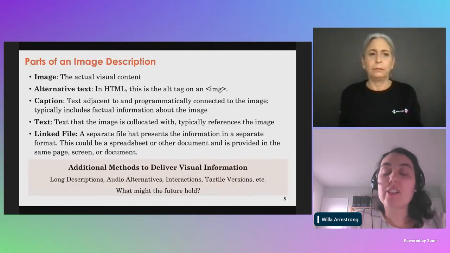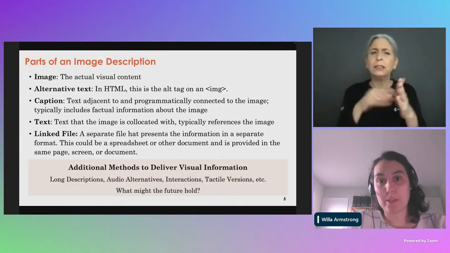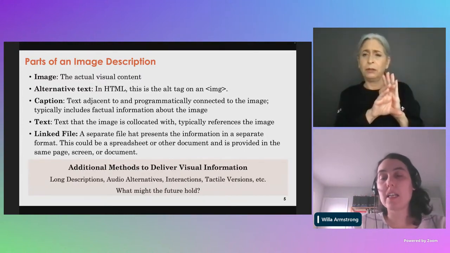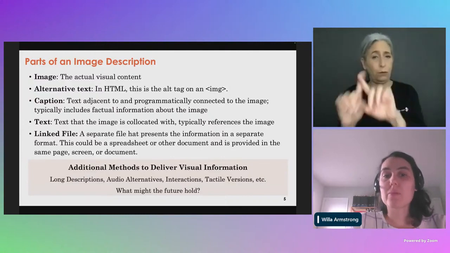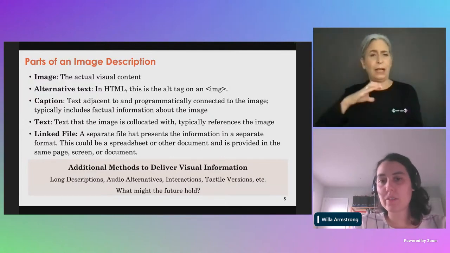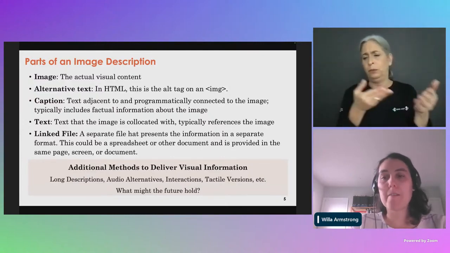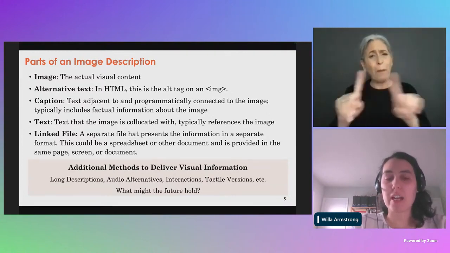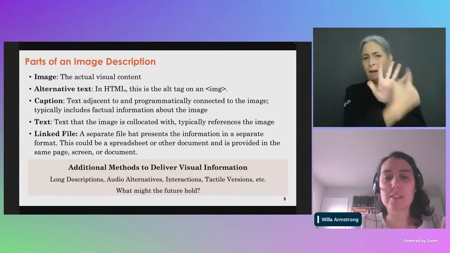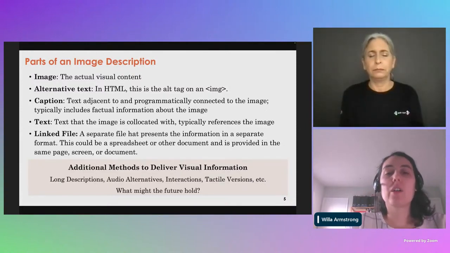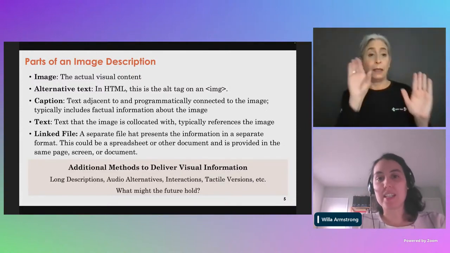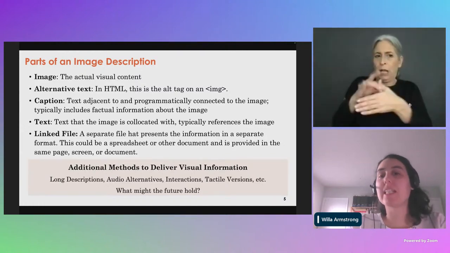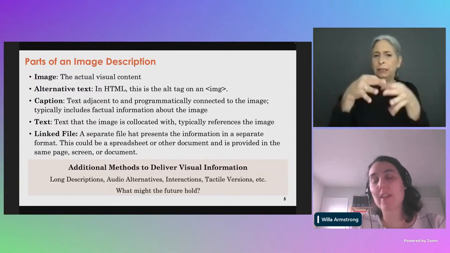In slide 5, we were talking about the parts of an image description. So image descriptions can be provided in several ways. And within the Library of Congress, we commonly use several methods to deliver image descriptions to our users. We might not use all of these at once, but I'll describe the 5 common methods. So the image, the actual visual content, is delivering information. Alternative text. In HTML, this maps to the alt attribute on the image element.